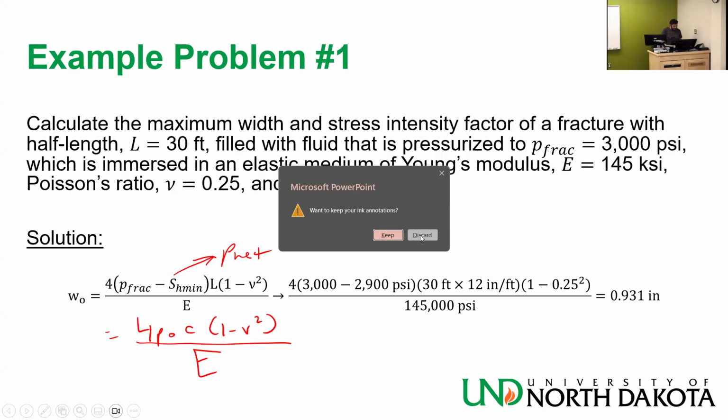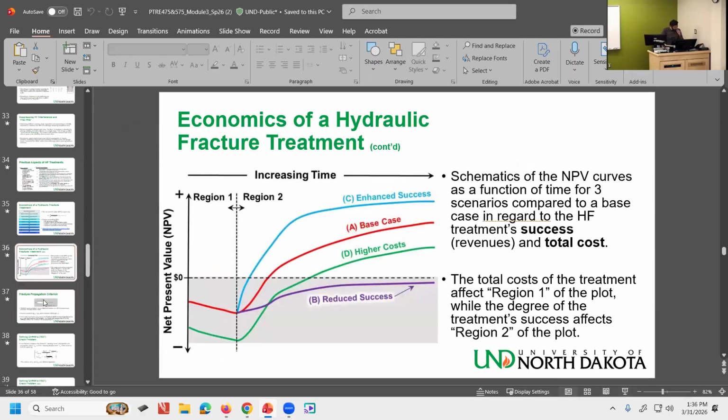And I made a mistake here. Discard the annotations.